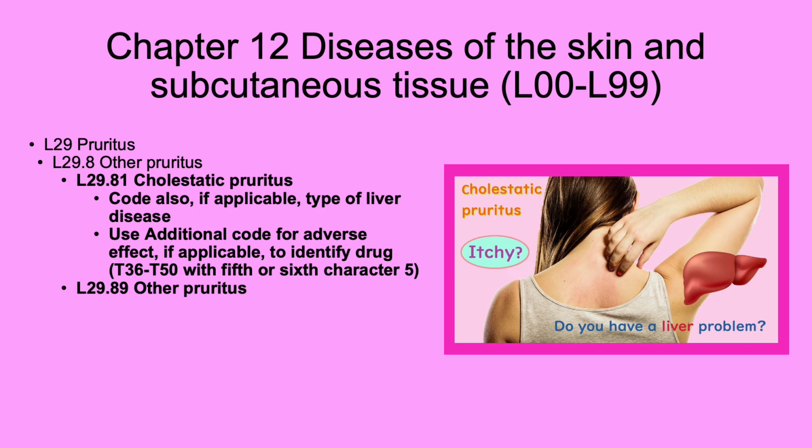Okay, skin and subcutaneous tissues. So under other pruritus, you have cholestatic pruritus. This is associated with itching related to liver disease. So code also, if applicable, type of liver disease. Use additional code for adverse effect, if applicable, to identify drug. And then you have other pruritus, and you have cholestatic pruritus, and then other pruritus. So that's a new code. The cholestatic pruritus is new.